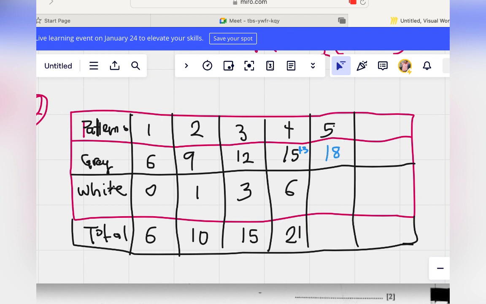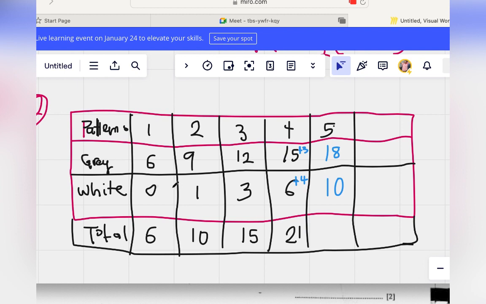The white, what is the next one? You see the first one is 0, second one is 1. For the third one you add 2, you get 3. For the next one you add 3, you get 6. For the fourth one you have to add 4. So you add the natural counting numbers. If you add 4, you get 10. So for the white one, you will get 10 here. Okay, how did we arrive at this?